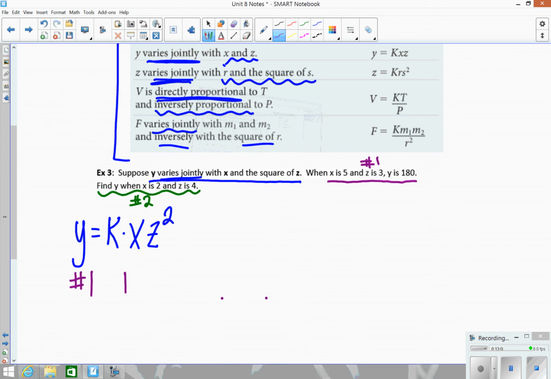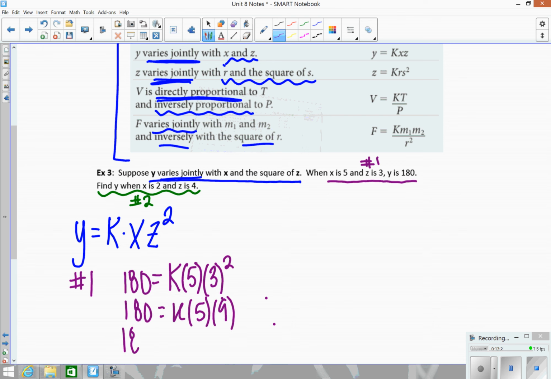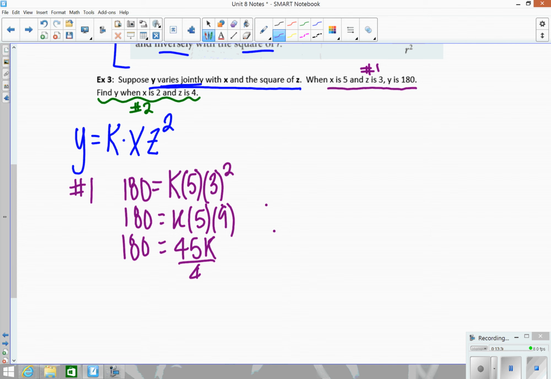So we have 180 in for y. Then we have k, which is what we're trying to find. x is going to be 5 and z is 3. Then we're going to go ahead and solve this. So we have k times 5 times 9. So 180 equals 45k. Divide both sides by 45. We get 4. So that's our constant.